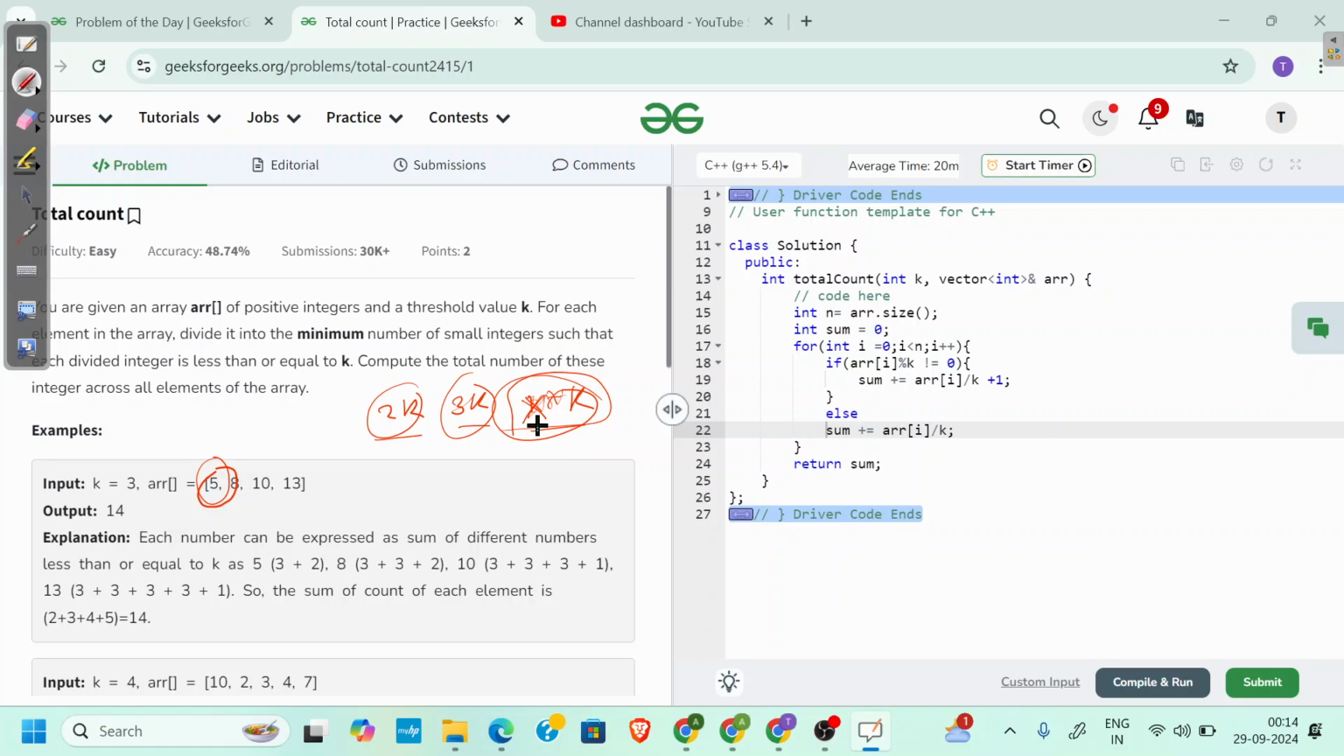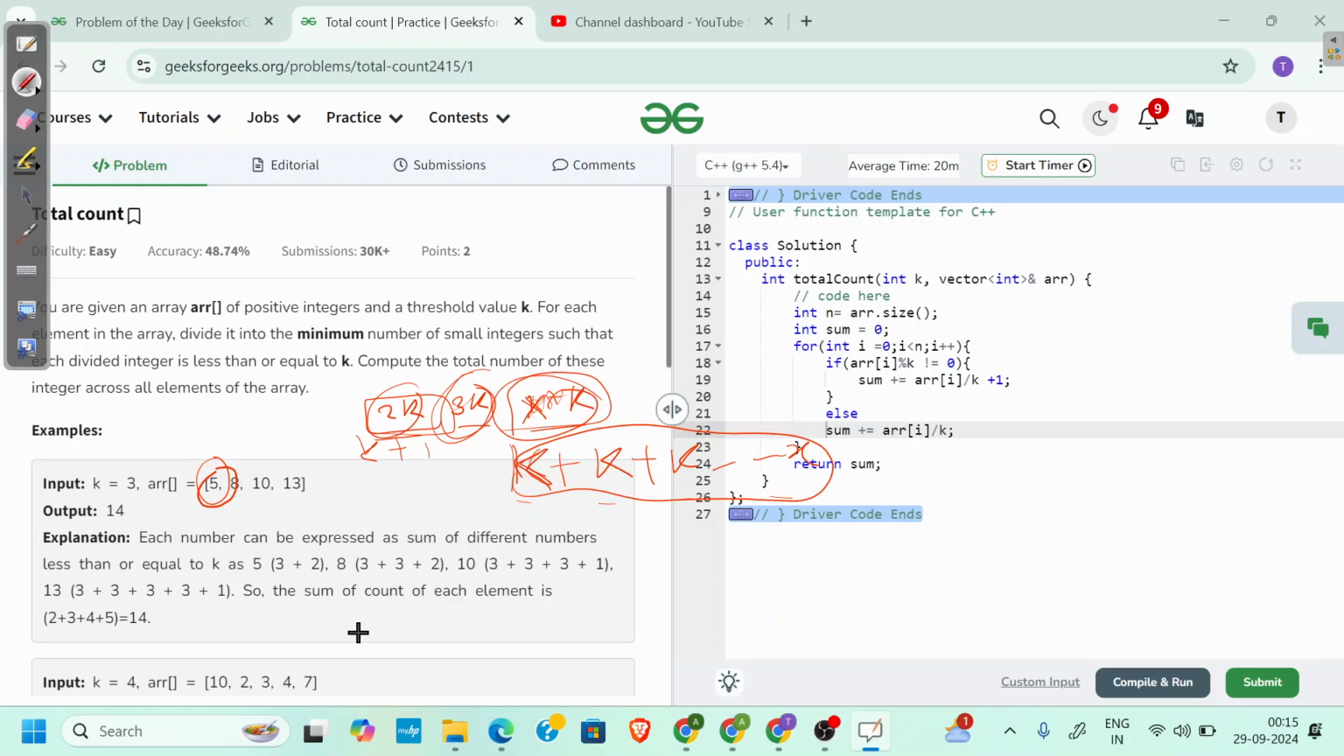Each element should be less than or equal to k, and we want to minimize the number of elements. So we will simply divide it into k, x times. This is the minimum possible, because an element cannot be more than k. So if an element is 2k, we divide it like k plus k, and if it is 3k, then k plus k plus k, 3 times. If it is xk, we divide it x times. Okay, so this is case 1, if it is divisible by k.